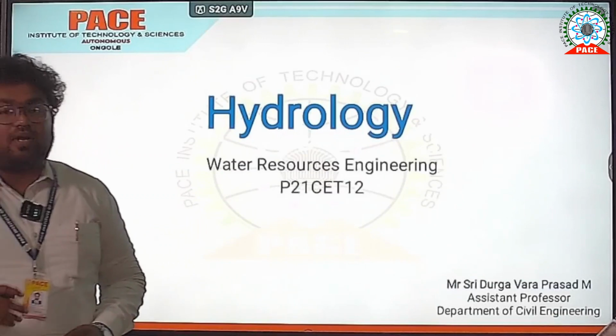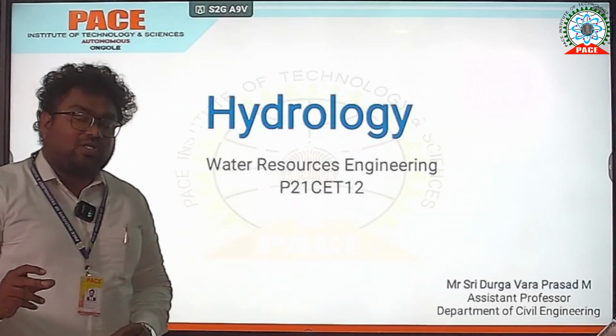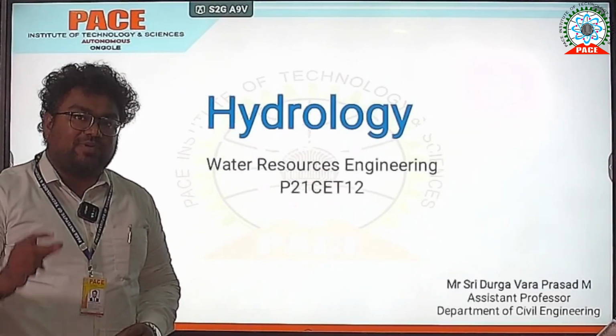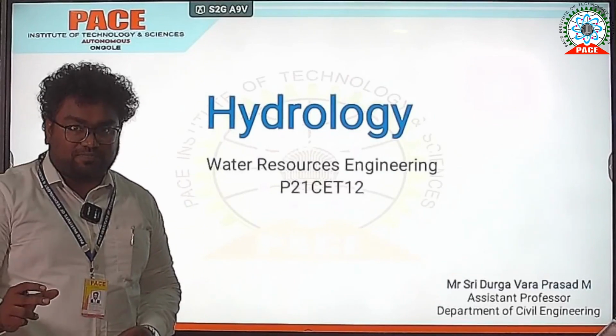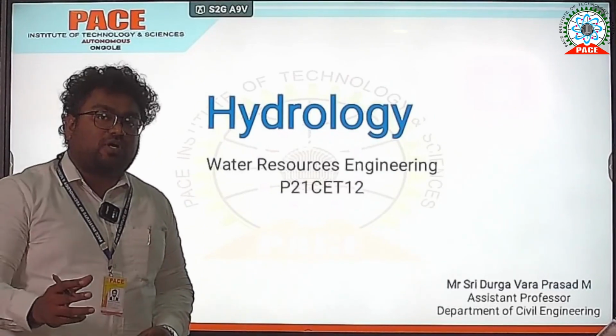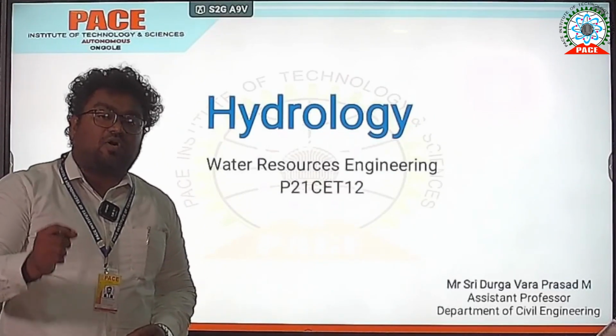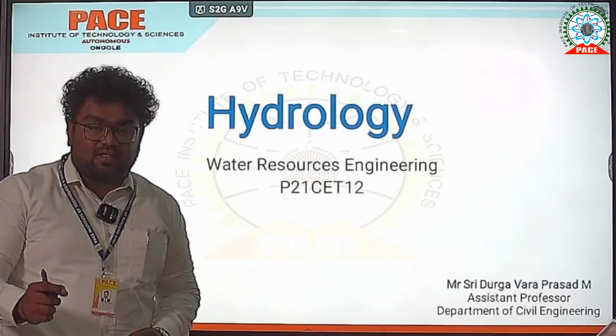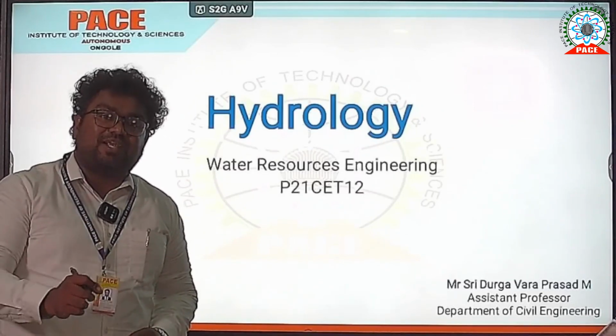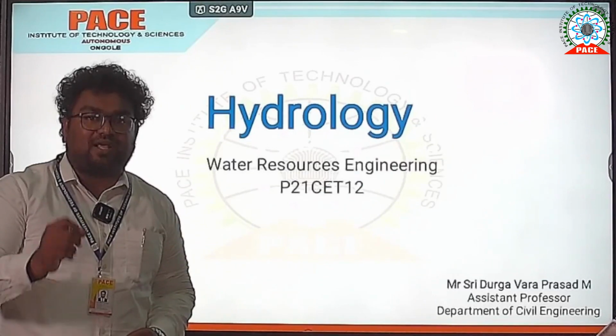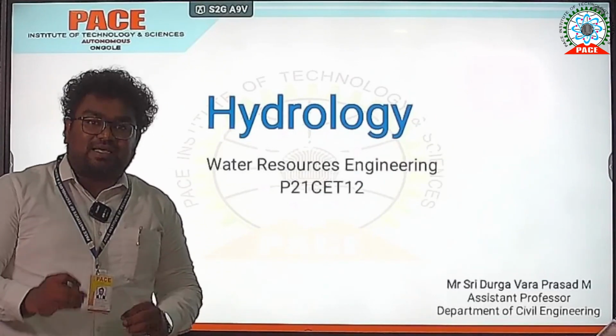Water resource engineering is a subject in the Department of Civil Engineering, and the course code is P12 CET 12. Before introducing hydrology, let me get you to the course outcome which I have been dealing with here. The course outcome is to know the components of the hydrological cycle and to estimate the amount of rainfall in a particular area. So let's get into the video now.